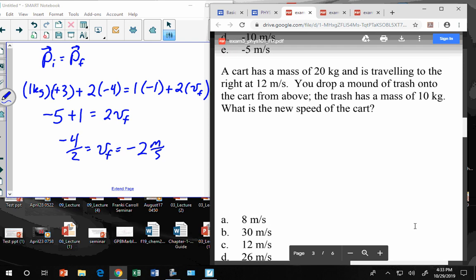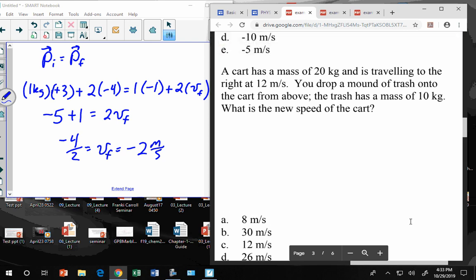We've had variations of this. I have a cart with a mass of 20 kilograms and it's traveling to the right at 12 meters per second. And then I drop a mound of trash onto the cart. And now the trash has a mass of 10 kilograms. This is a perfectly inelastic collision. I have 2 objects that come together and they move off at the same velocity. So the way I'd work this is I'd say P_i is equal to P_f.